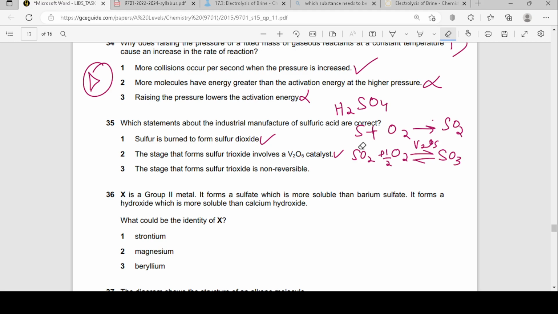Oh yes, okay, fine, I found it. So yeah, it is 450 degrees Celsius. That's nice. It's 450 degrees Celsius and around 2 atmospheres pressure, and use a V2O5 catalyst, obviously. And the stage that forms sulfur trioxide is non-reversible, but no, actually I have shown a reversible sign here because it is reversible, so that's wrong.